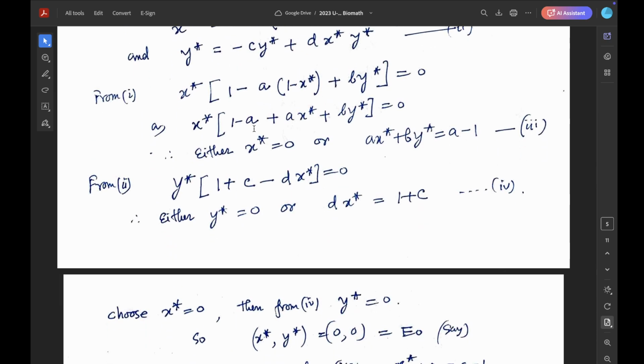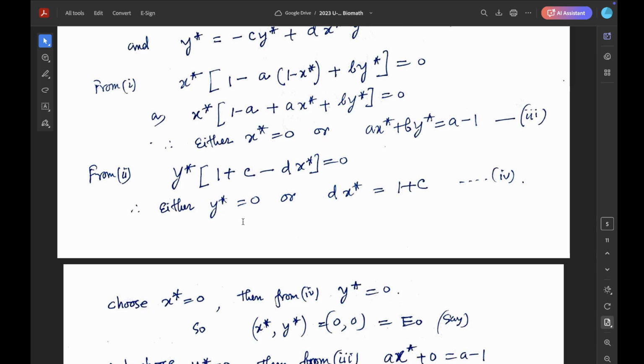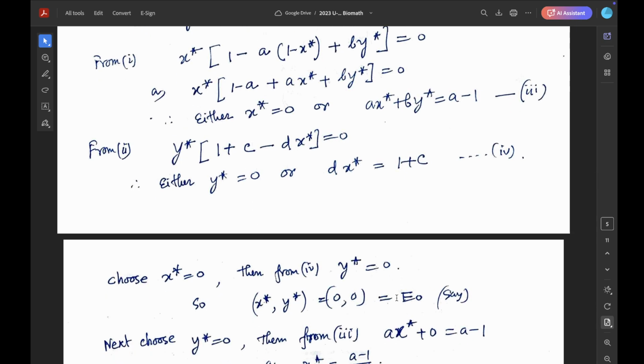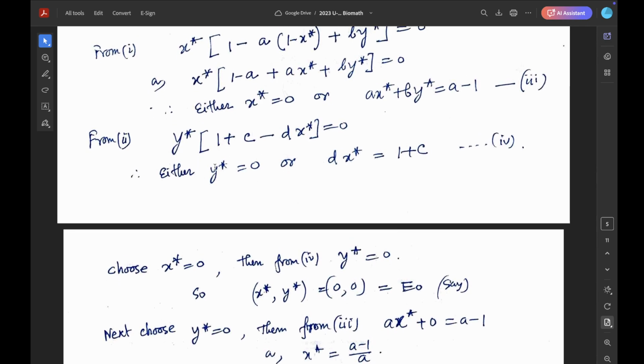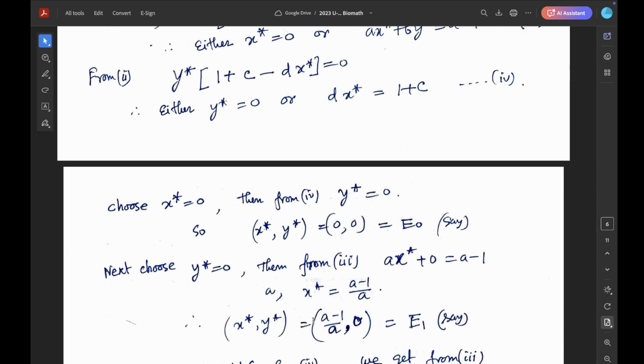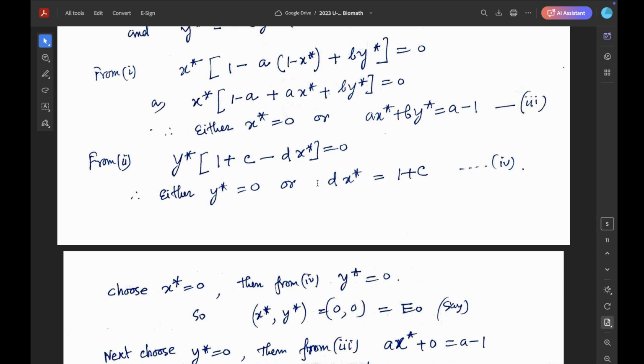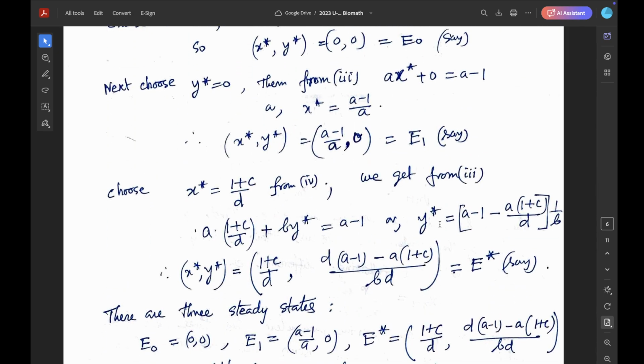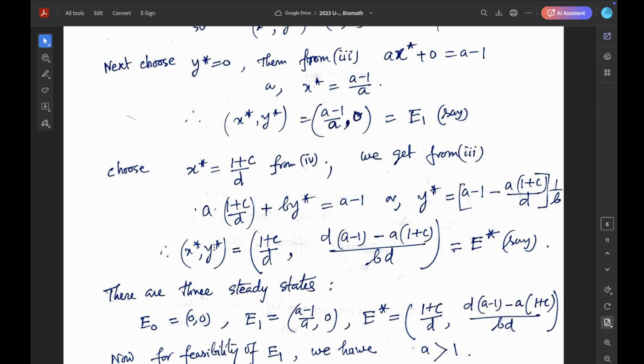Equation 4. If we choose x* = 0 from 3, then y* = 0 from 4, so (x*, y*) = (0, 0), call this E0. Next we choose y* = 0 from 4 and put y* = 0 in the second equation of 3, then we get x* = (a - 1)/a. So another steady state is (x*, y*) = ((a - 1)/a, 0), call this E1. Next choose from the second equation of 4 x* = (1 + c)/d, and put this x* in the second equation of 3, and we get the value of y*. So (x*, y*) = ((1 + c)/d, (d(a - 1) - a(1 + c))/(b d)), call this E*.